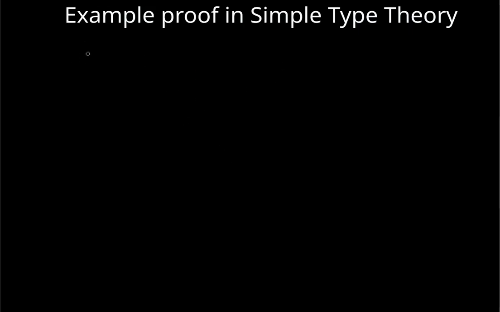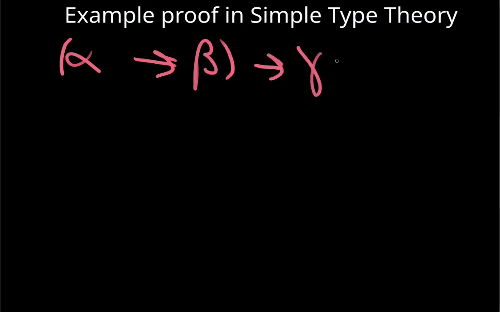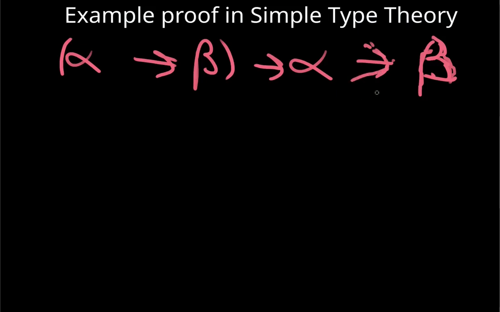Right? So the type of the final judgment is the following: lambda a, b, alpha beta implies alpha, implies beta.